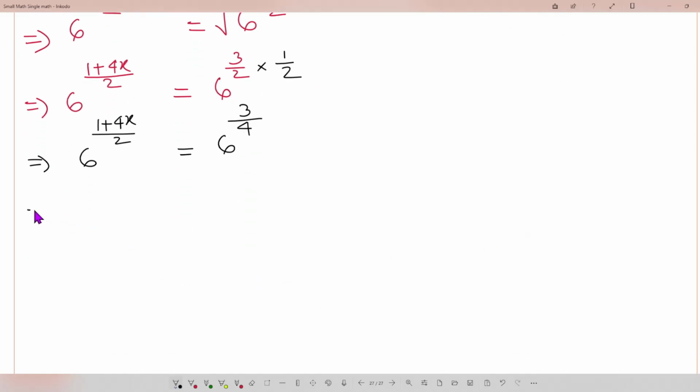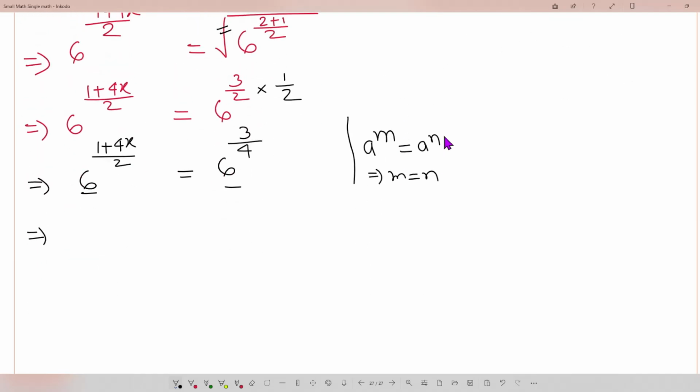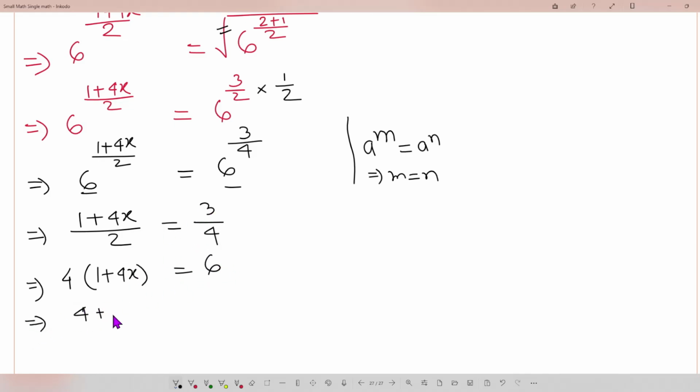Now look, here both base are same. We know a to the power m equal a to the power n, means m equals to n, right? So this one we can write 1 plus 4x by 2 equal 3 by 4. Now it's a simple thing, just cross multiplication. 4 times 1 plus 4x equal 3 times 2 is a 6. So 4 plus 16x equal 6.